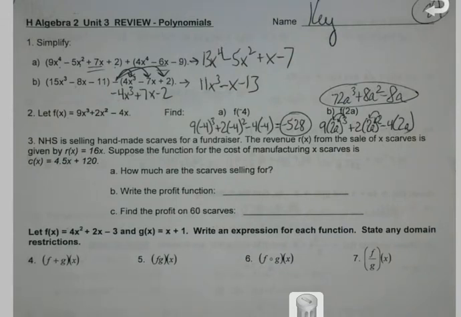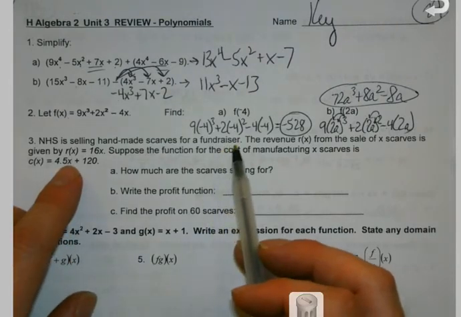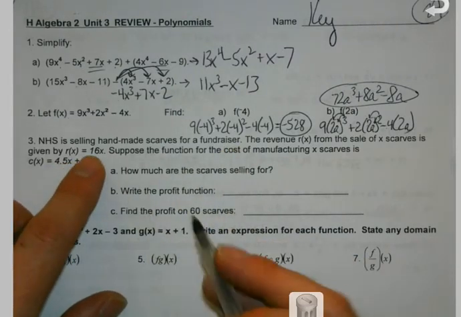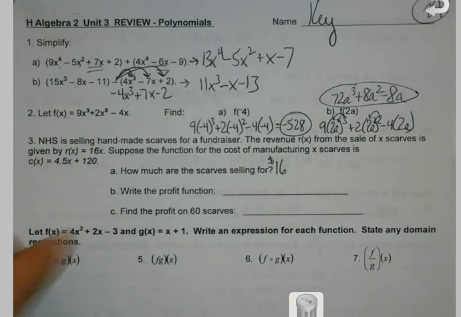So stop. Okay. Our story problems, our profit functions. NHS is selling handmade scarves for a fundraiser. Revenue is given by R of x is 16x. That's how much they're selling for. They're not selling for NHS. They're not selling for a fundraiser.